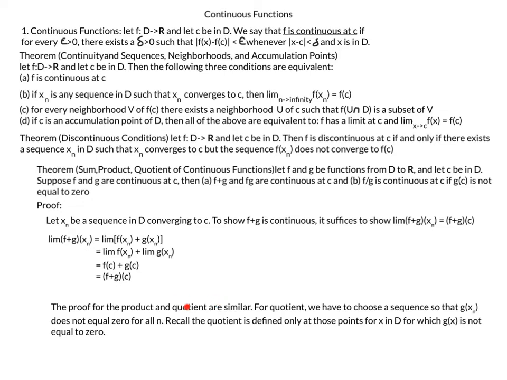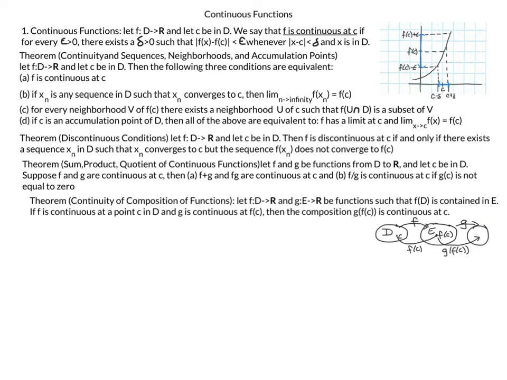The proofs for the product and quotient are similar. The only thing you need to watch out for is that for the quotient, you need a sequence that does not equal 0 for all n. Next, we have a theorem that says the composition of two continuous functions is also continuous. For the details of this theorem, we have two functions, f and g, and f maps from d into a subset of the real numbers called e. And then g maps from e to R.